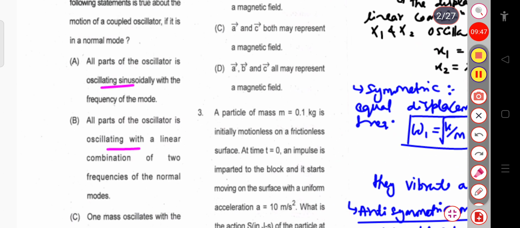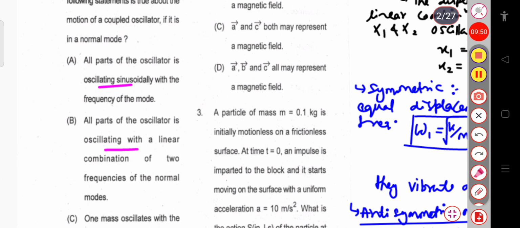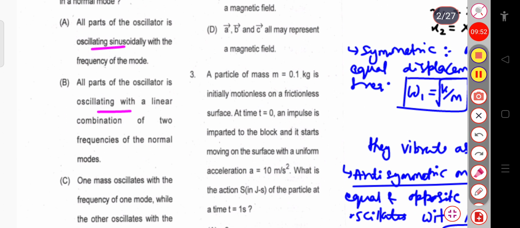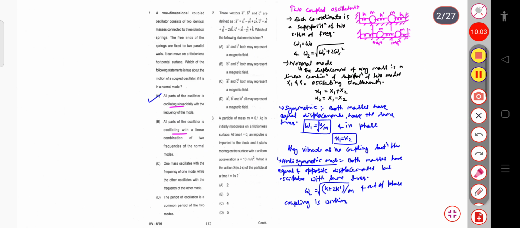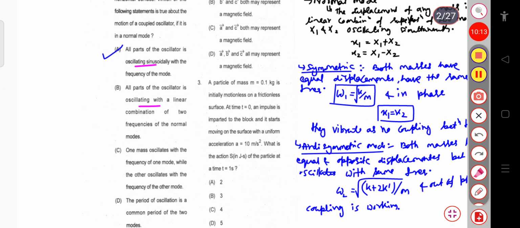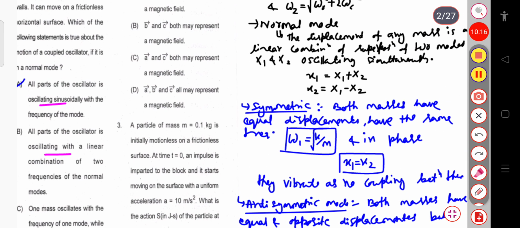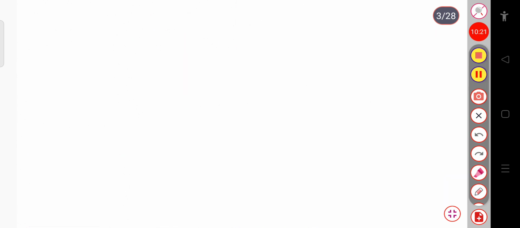So in our question, the option is, if it is in a normal mode, all the parts of the oscillator oscillate sinusoidally with the frequency of the mode. This one is our correct answer. In case of two coupled oscillators, whether in symmetric mode or anti-symmetric mode, they always have the same frequency. So the answer is all the parts of the oscillator oscillate sinusoidally with the frequency of the mode.